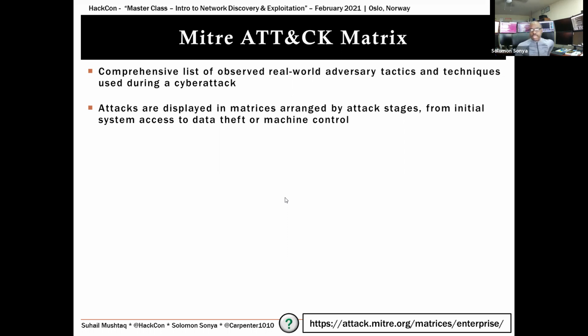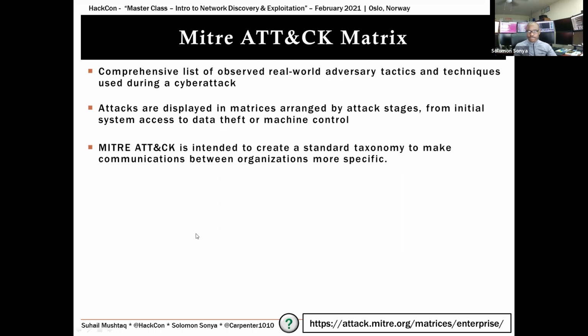But the attacks are displayed in matrices that are arranged by attack stages, from the initial system attack, that's our initial foothold, reconnaissance, researching, all the way down through the exploitation, pivoting, pillage, etc. What are the common characteristics of that attack? Remember when we went through the updated anatomy of an attack? Those are included across the attack framework. And then it's intended to create a standard taxonomy.